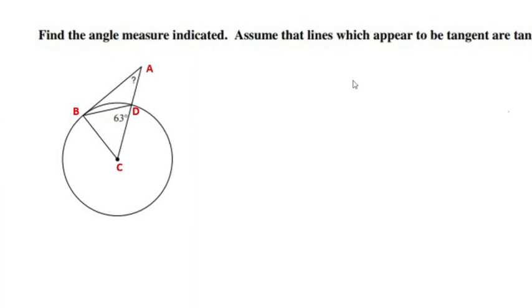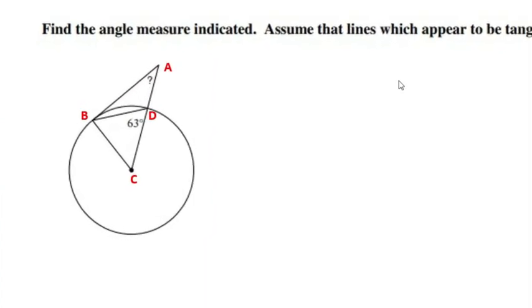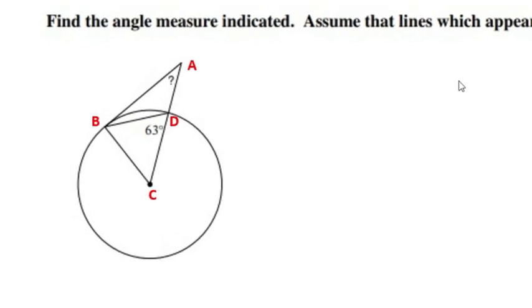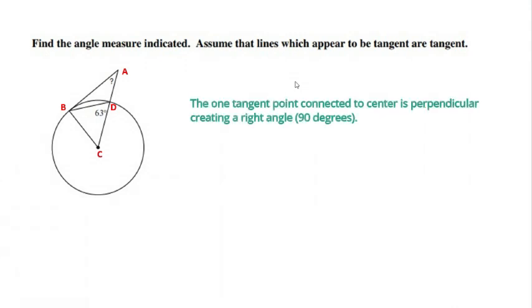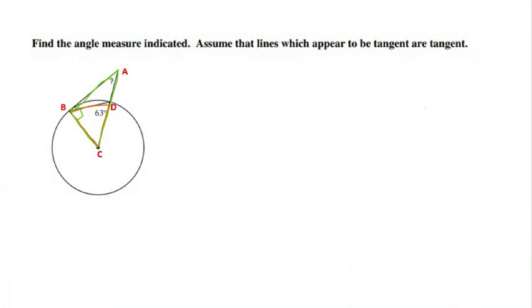It says to find the angle measure indicated, and that's going to be the A angle, which is denoted by the question mark. In this problem, we're going to use the rule the tangent point connects to the center forms a right angle. So we have two triangles here. In the green triangle, B is the tangent point and B is connected to the center C. So in the green triangle, B has an angle of 90 degrees. In order to determine what A is, we have to determine what C is. And we're going to use the smaller triangle in orange to determine that.